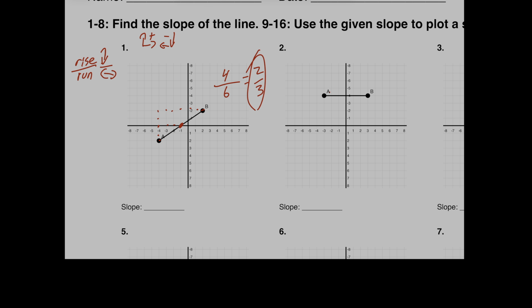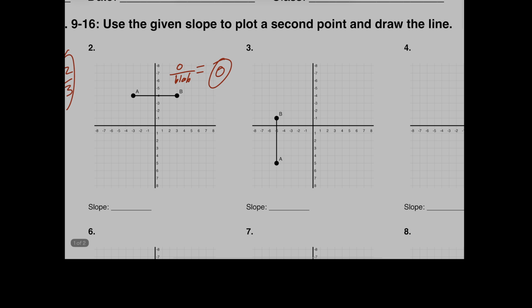How much did it go up and down? It went up and down nothing. How much did it go left and right? It doesn't even matter. It can go over 5, 10, a billion. Now it goes 1, 2, 3, 4, 5, 6. You can write 6, but 0 over anything is 0. So if you ever see a horizontal line, it's a 0 slope, and that's why.